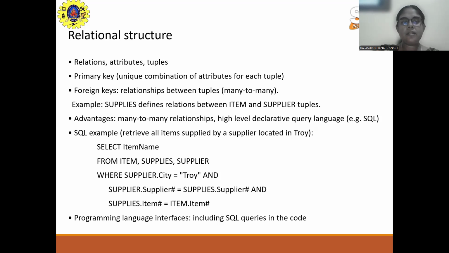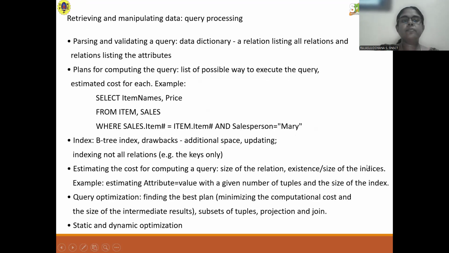The main advantage of this relational structure is that it ensures many-to-many relationships, and it also provides high-level declarative query languages. Here is a sample query used in SQL to retrieve data from the database. For retrieving data from the database, we use the SQL query SELECT. We can also use programming language code in SQL with the help of PL/SQL, procedural logic SQL. With that, we can embed programming languages in SQL.